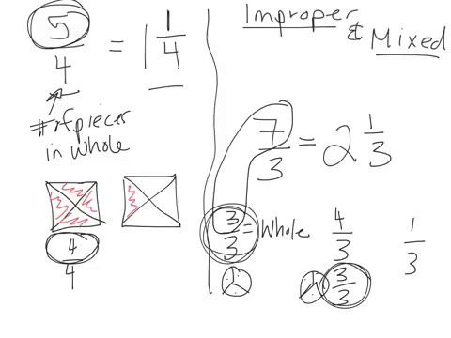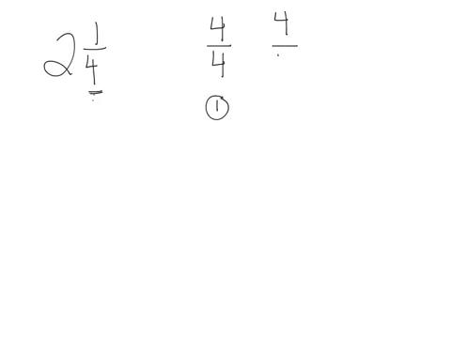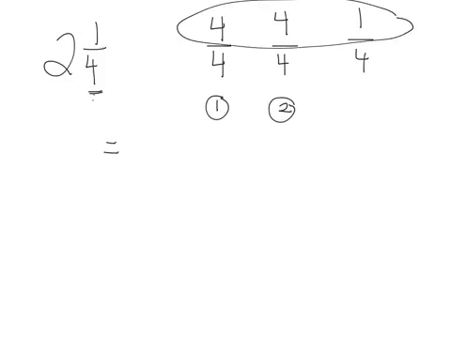What if I went the other way around and I had 2 and 1/4? So again, my denominator says that I know my pieces are broken into 4s. Well, 4 over 4 is 1 whole. 4 over 4 is my second whole, and I have 1/4. So I know that 2 and 1/4 is going to be 4 plus 4 is 8, plus 1 is 9/4.